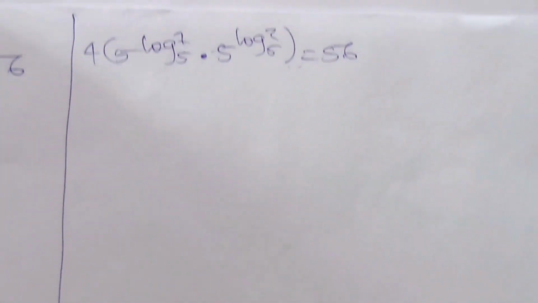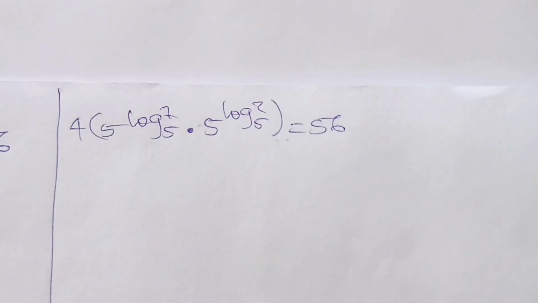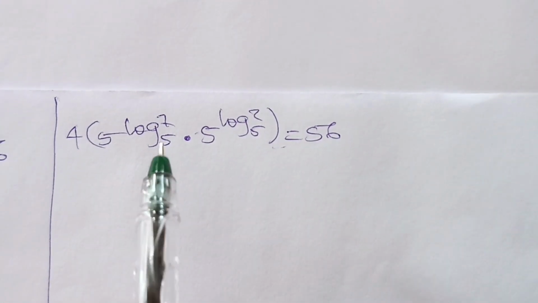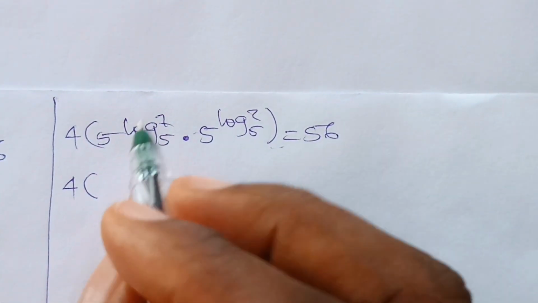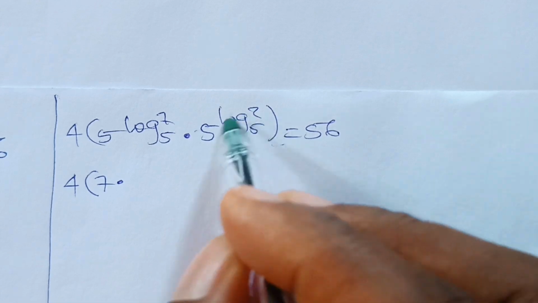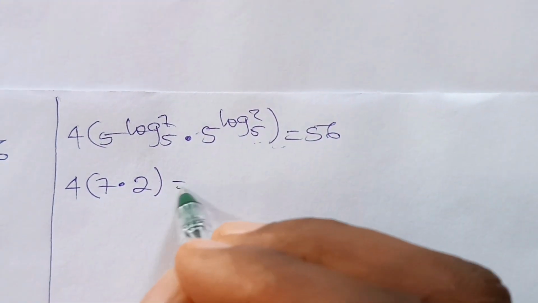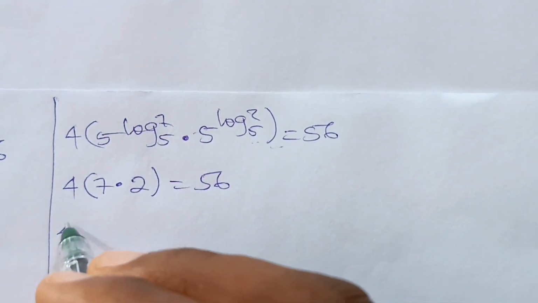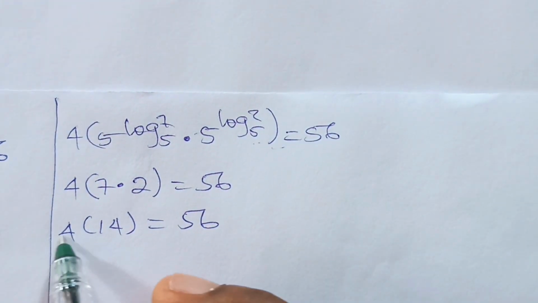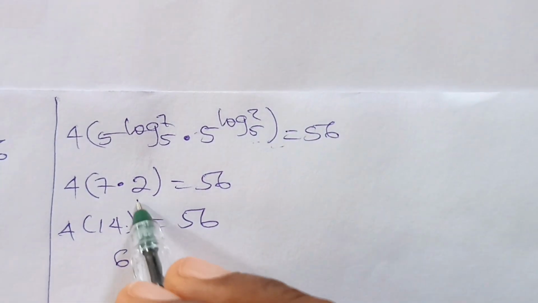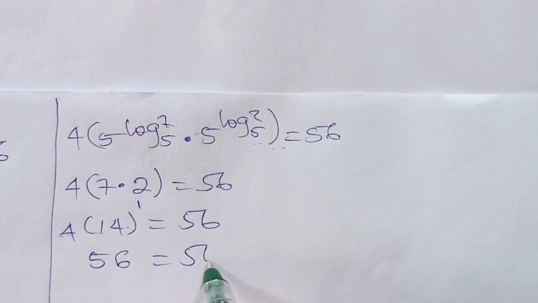Sorry, I'm trying to stop blocking the lens so that it won't be bluish. So we have 4 brackets. Now the whole of this is 7, right? We have 7 multiplied by the whole of this, which is 2, just like I explained, since they have the same base, is equal to 56. So we have 4 bracket 14 is equal to 56. Now 4 times 4 is 16, 6 carry 1, right? 4 times 1 is 4 plus 1 is 5, is equal to 56.